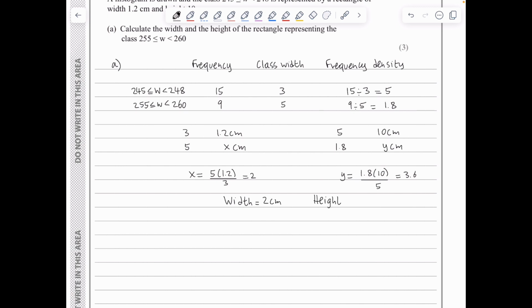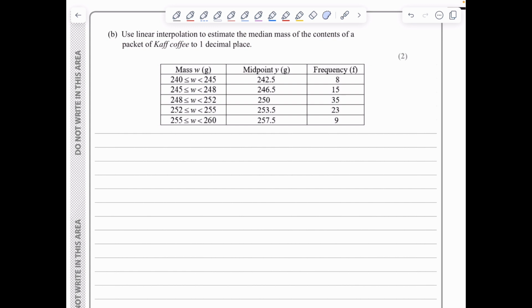In part B, we need to use linear interpolation to estimate the median mass of the contents of a packet of coffee. Now we've got the frequency table here. We know that we've got a total of 90 packets. So to find the median, I'm going to do 90 over 2, which gives me 45.